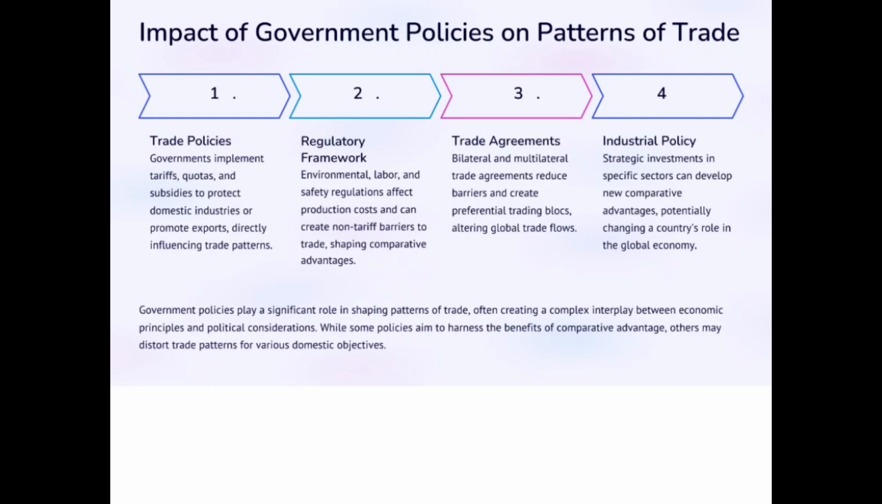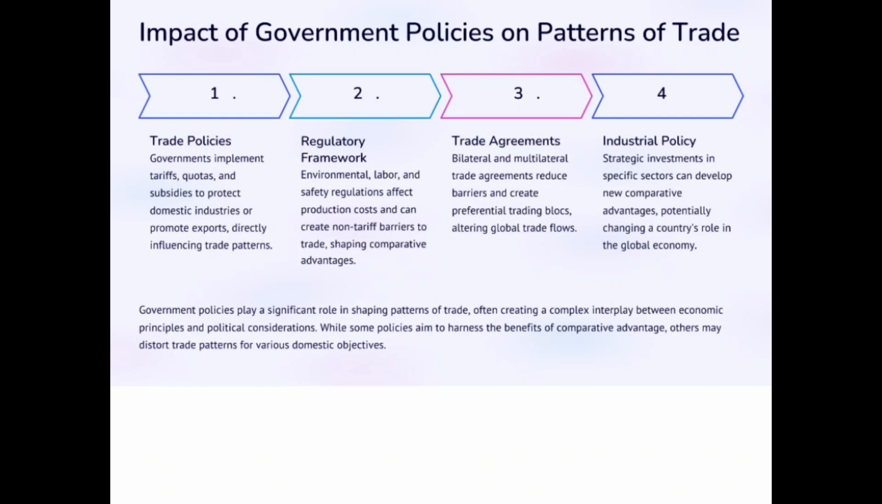3. Trade agreements. Bilateral and multilateral trade agreements reduce barriers and create preferential trading blocs, altering global trade flows. 4. Industrial policy. Strategic investments in specific sectors can develop new comparative advantages, potentially changing a country's role in the global economy.